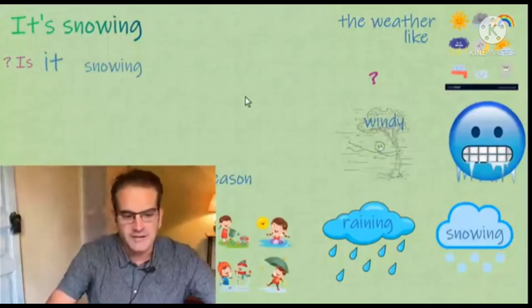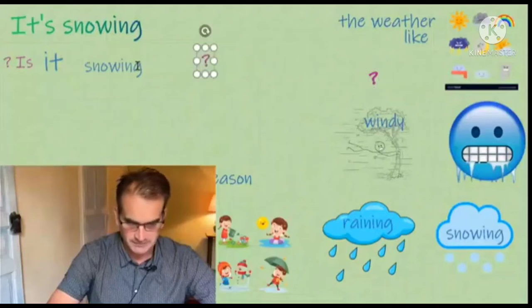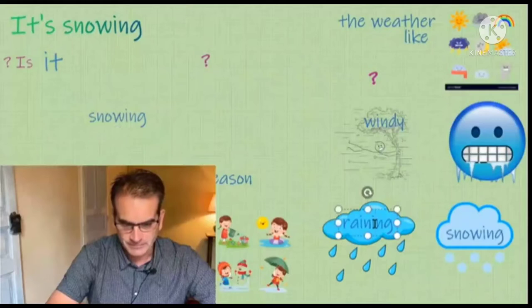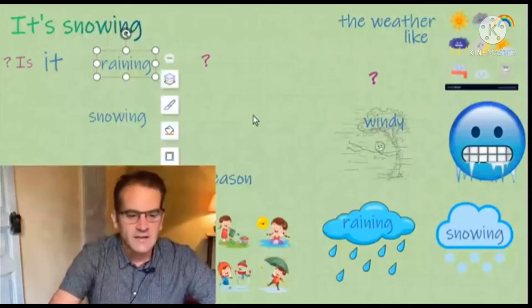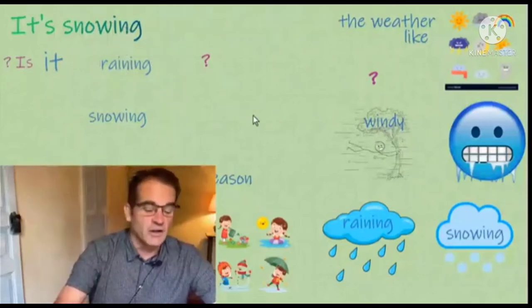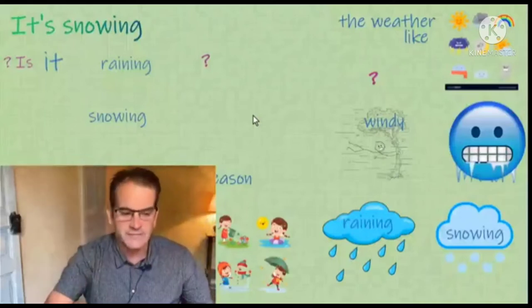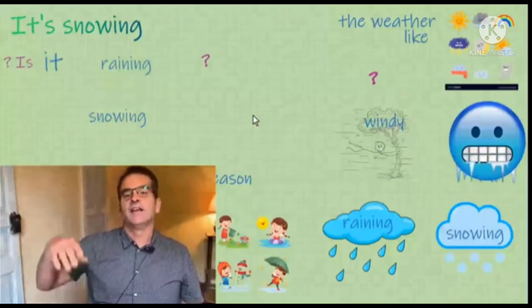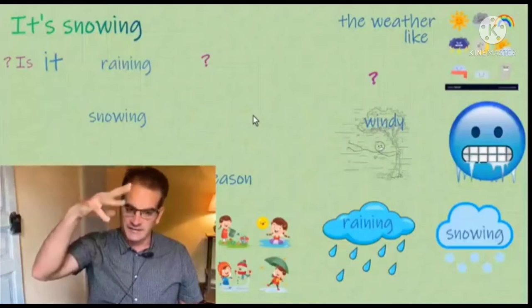All right, is it raining? This is a question. So is it raining? Okay, so is it raining? No, it is not raining. It is not raining. It is snowing, okay? It's not raining, it's snowing.